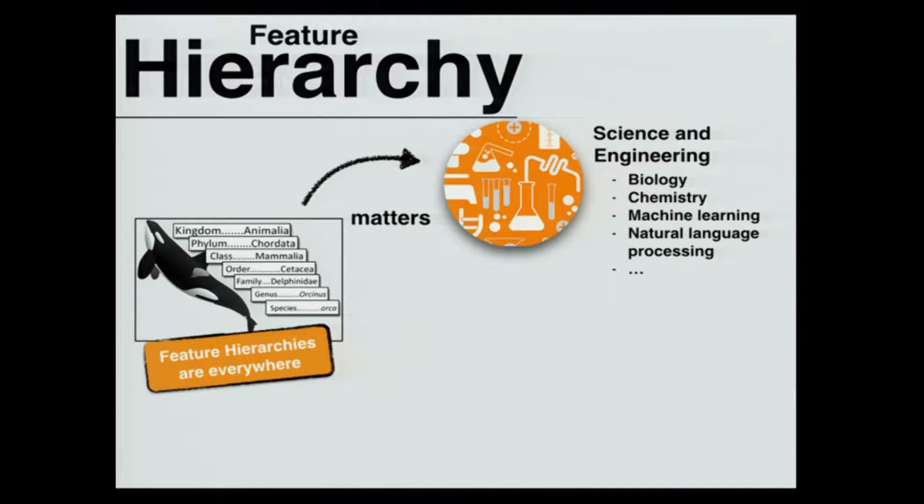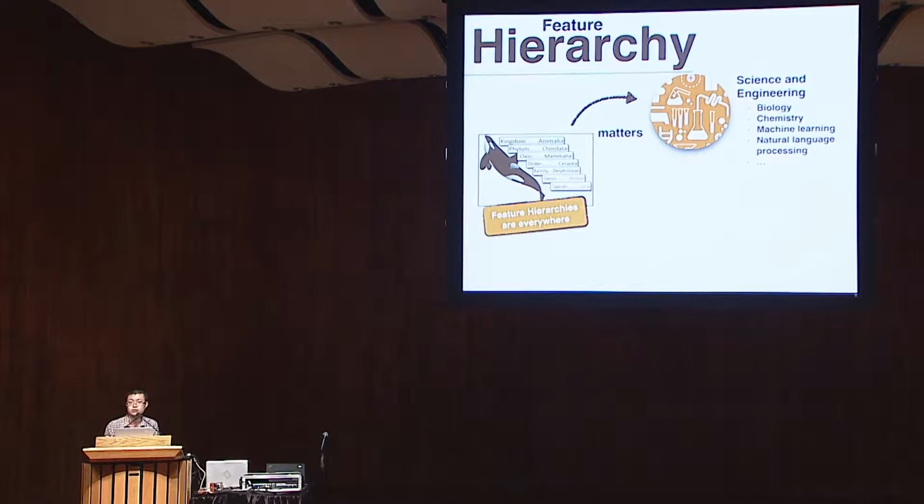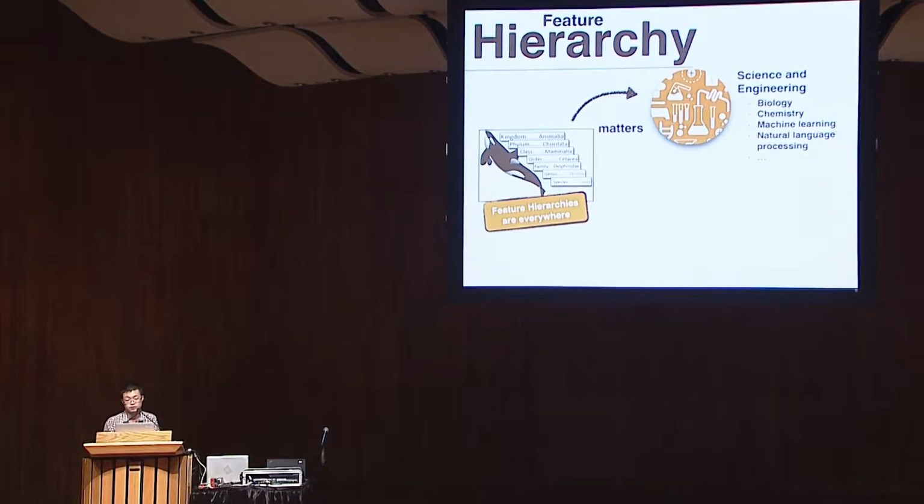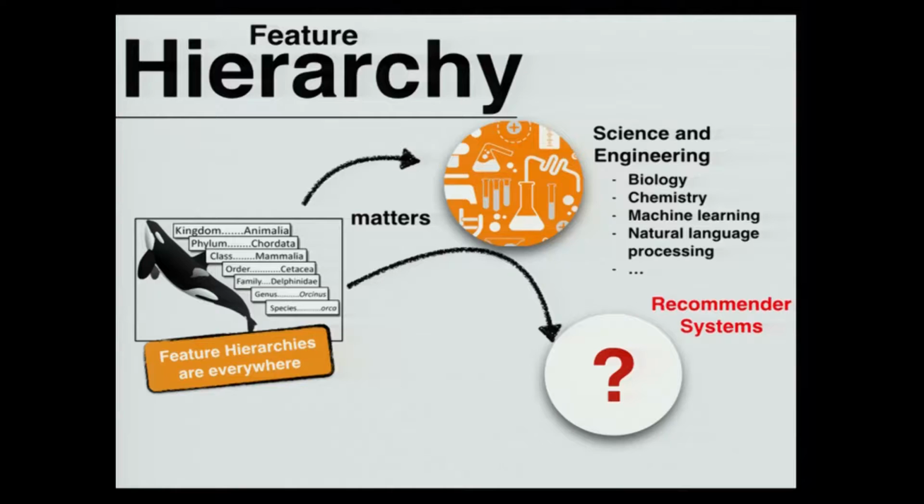Actually, feature hierarchies are a very important class of structures that can be used to organize and describe human knowledge. So they are highly important for a lot of disciplines, for instance, for biology, for chemistry, and more recently for machine learning, like structured prediction, and also for natural language processing. But how about recommender systems?